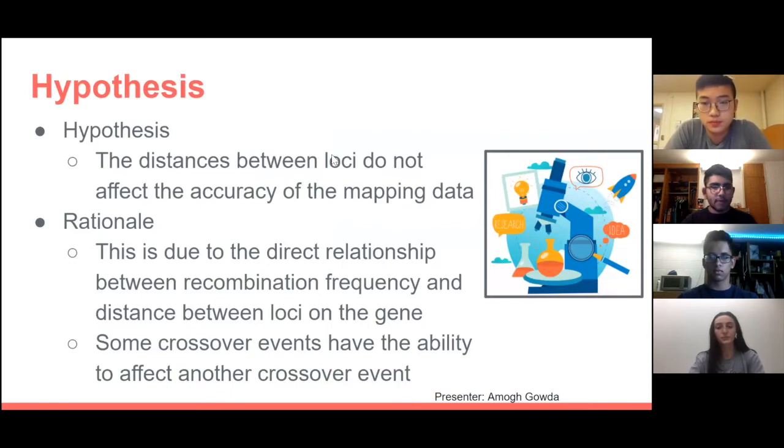All right, so our hypothesis is that the distances between loci do not affect the accuracy of the mapping data. The reason for us thinking this way is because of the direct relationship that exists between recombination frequency and the distances between loci on a said gene, and specifically this gene we're looking at. And this is because some crossover events have the ability to affect other crossover events.